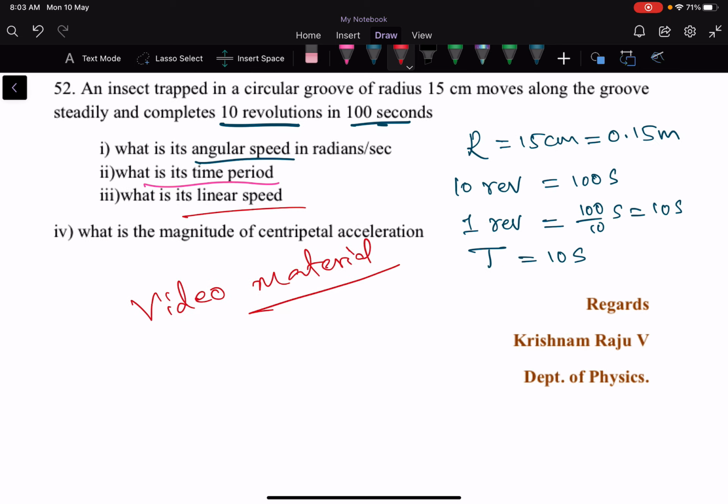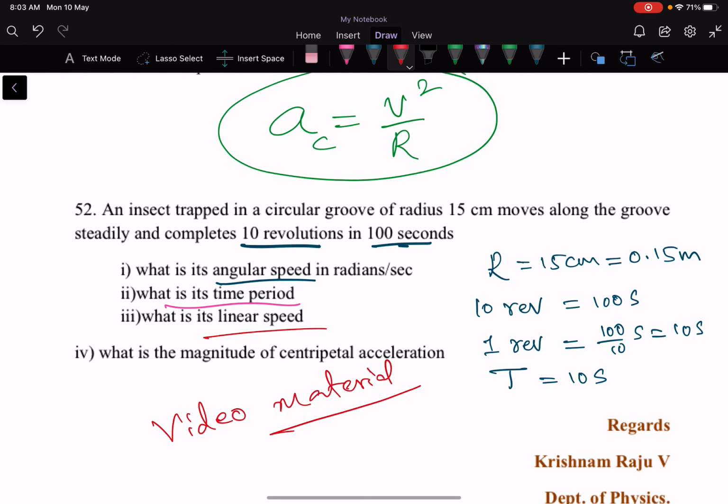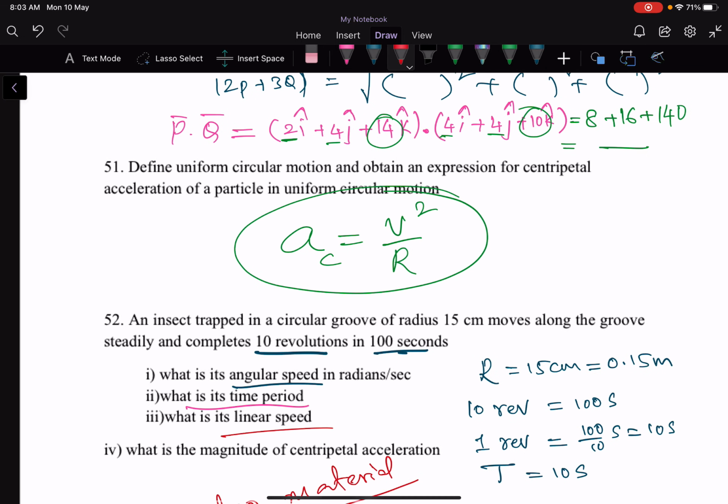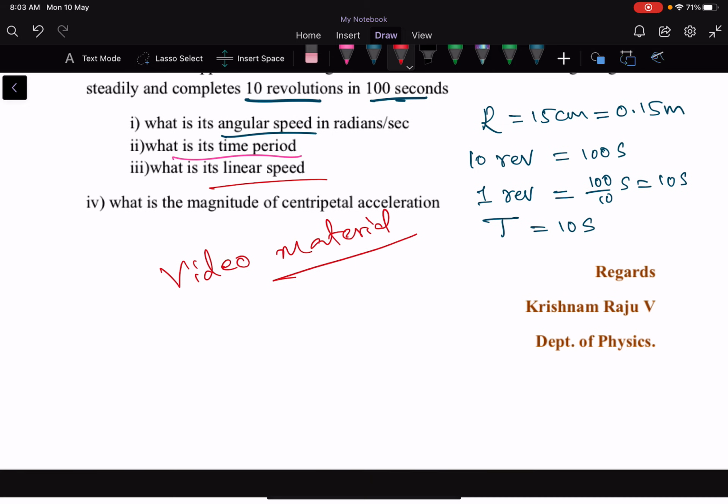Okay, so this is the end of the question bank for chapter number 4. Go through all 52 questions, and I will conduct a quiz, and I may take some of the questions from this question bank. All the best.